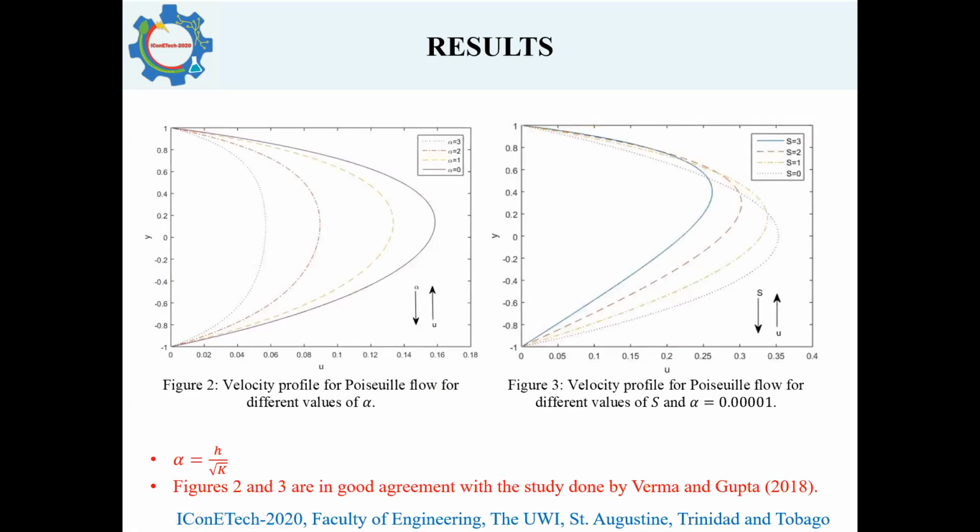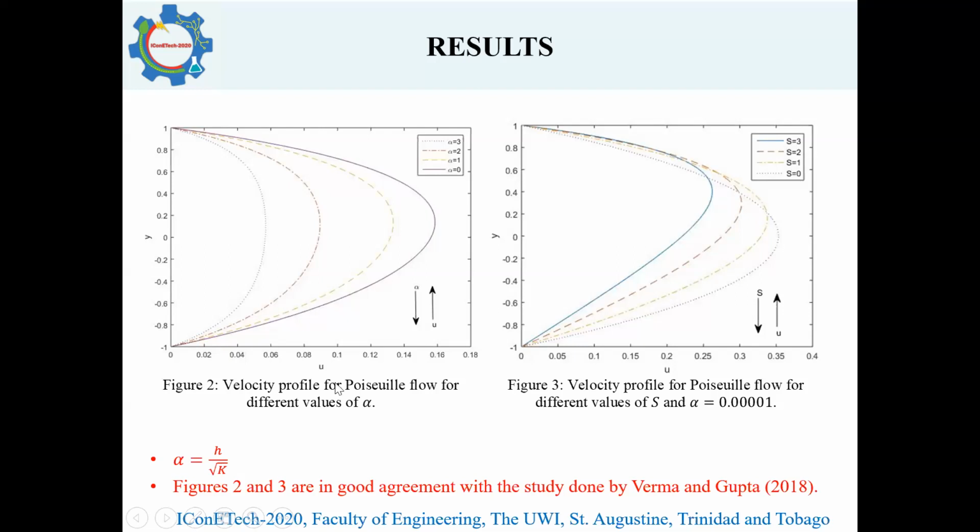Figure 2 shows the velocity profile for Poiseuille flow for different values of the permeability parameter, alpha equals 0, 1, 2, 3. As alpha decreases, the velocity is seen to increase. This occurs because alpha is represented by h over the square root of k, where k is the permeability of the porous material. When there's a decrease in alpha, it means that there's an increase in the permeability of the porous material, and therefore the velocity increases. This is in good agreement with a study done by Verma and Gupta in 2018.